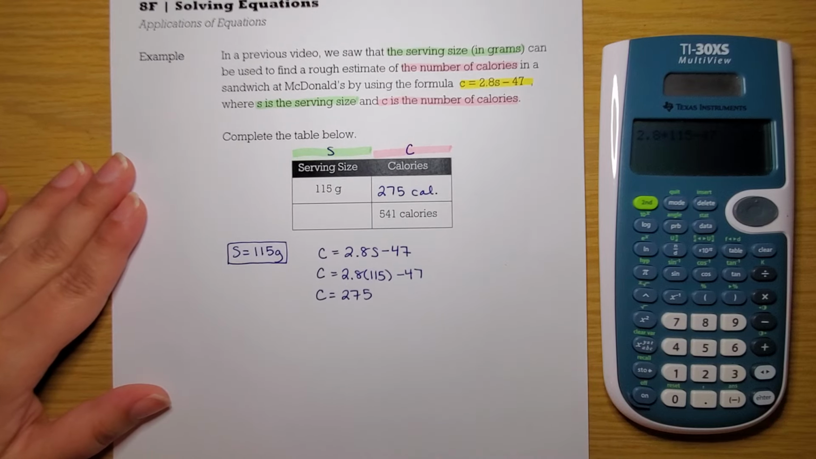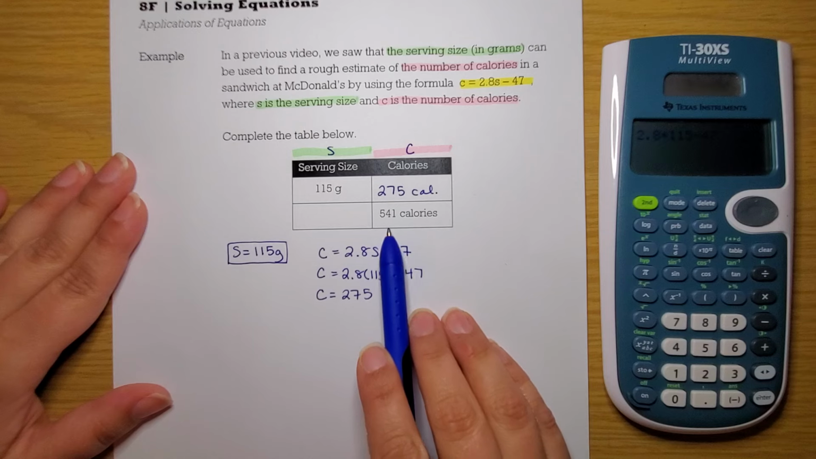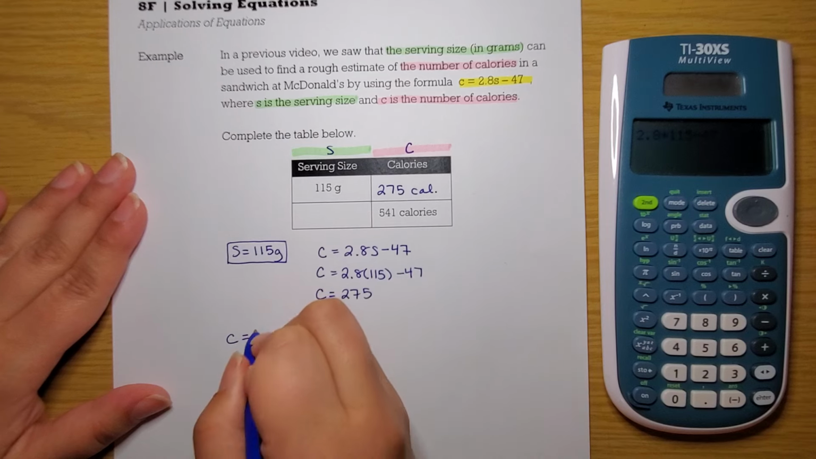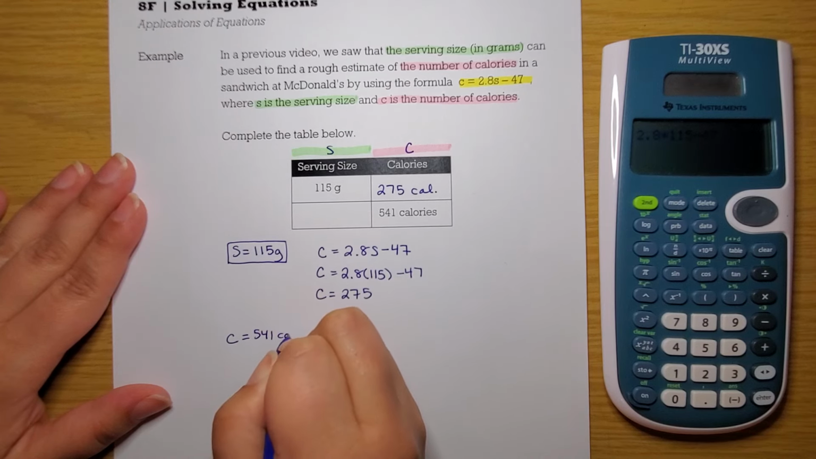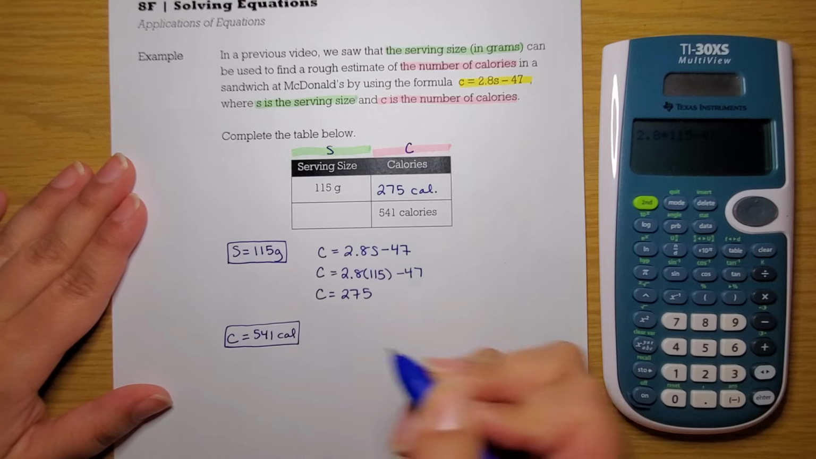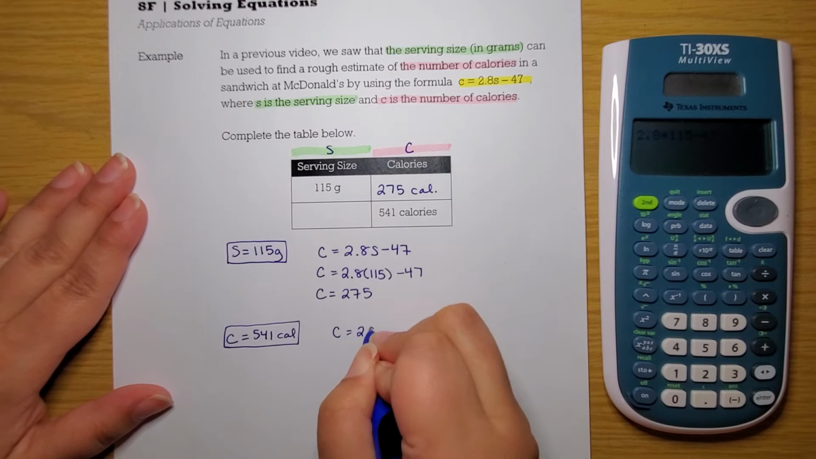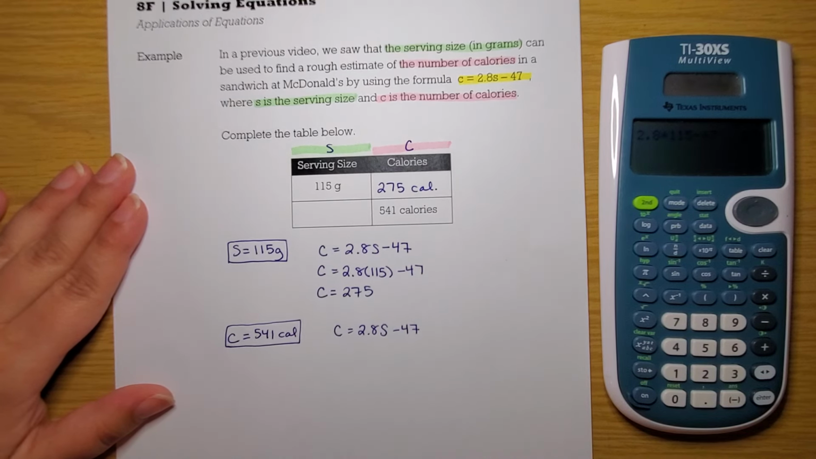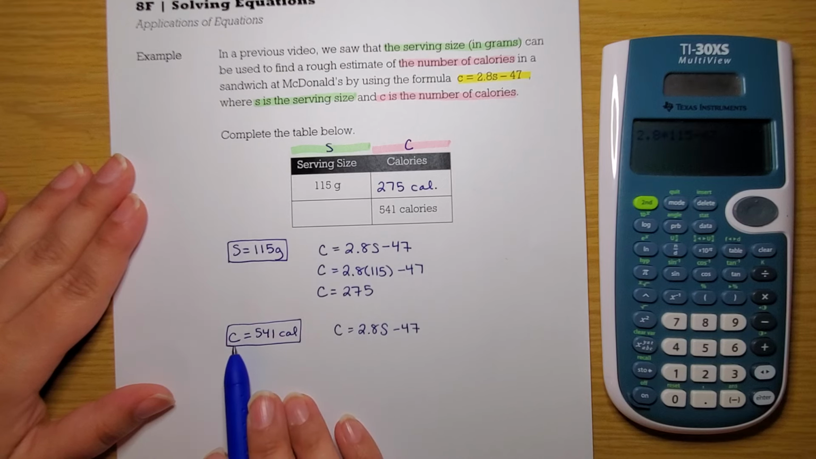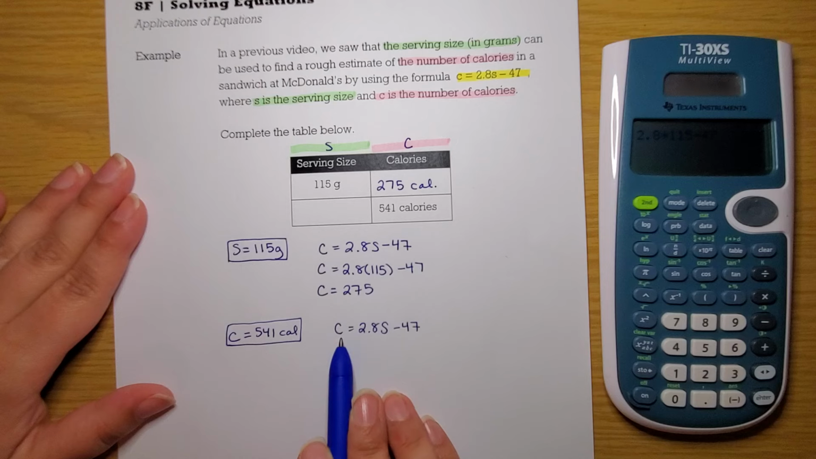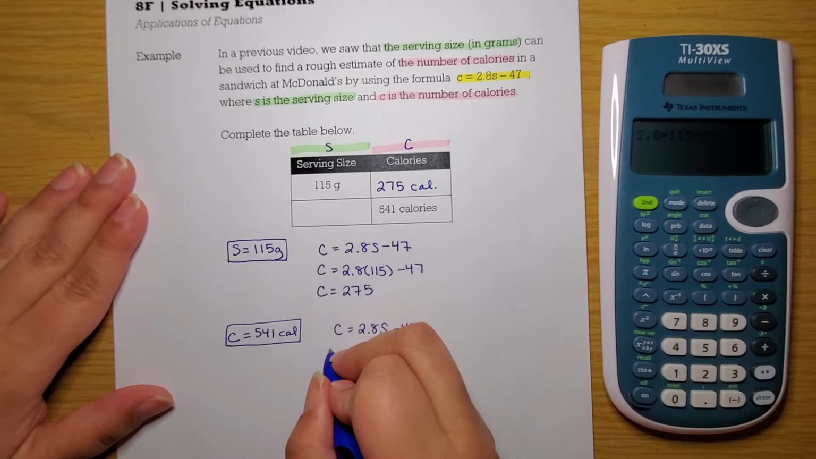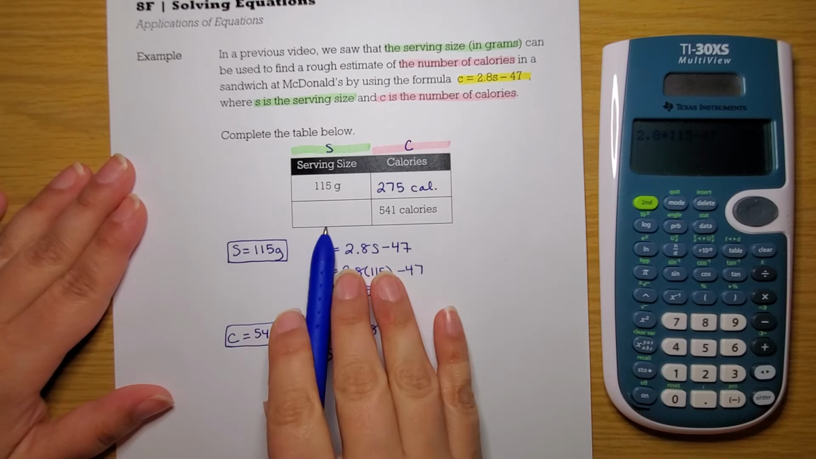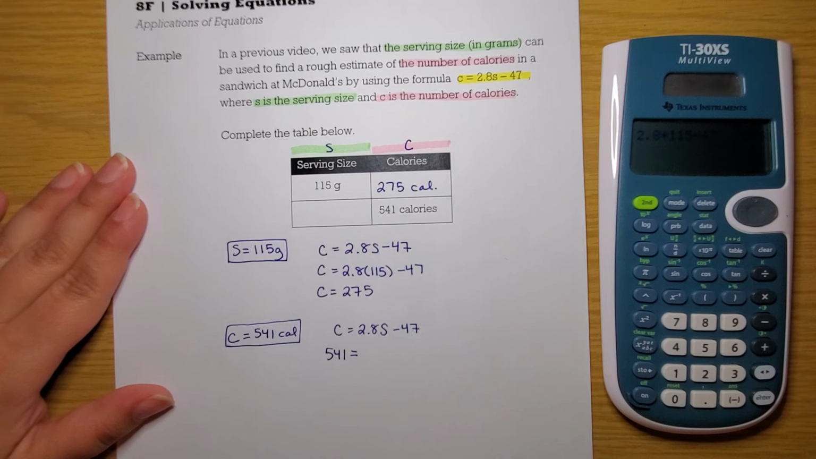Now let's shake it up a bit. So here we are told 541 is the number of calories. So we're told that C is 541. So when I substitute into my equation, because this is C instead of S, I'm going to replace C with 541. And I don't know S. That's what I'm trying to figure out.